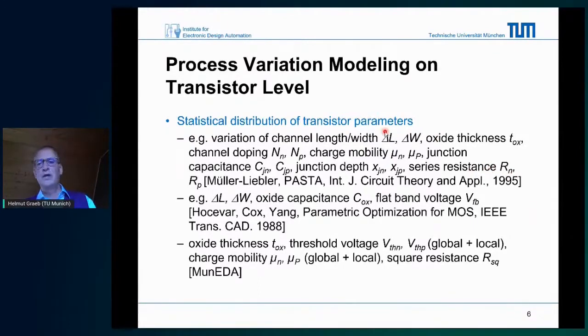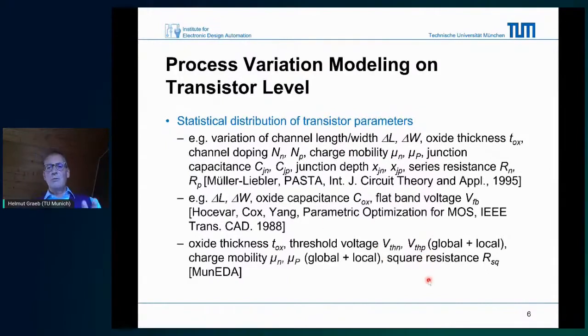So you get some variance values for length, width, or length and width reduction, for oxide thickness. And mainly, it's about the threshold voltage. This is the core parameter where you model your process variation. Charge mobility, oxide thickness, you know, these are second order statistical parameters. The main parameter is threshold voltage.